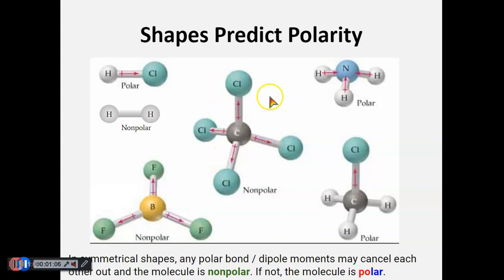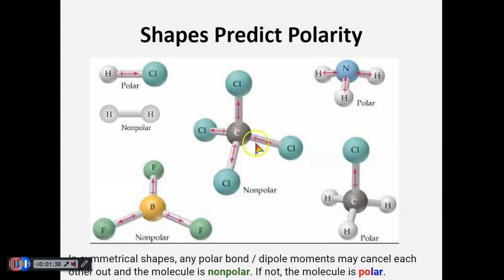So for example, look at this here in the middle. We've got carbon, and we have 4 chlorines around the outside. These 4 chlorines do have a dipole, but it's like tug of war. They pull against each other and cancel each other out. So this molecule is symmetrical. That's what you're going to look at to see if a molecule is polar or nonpolar, based on its symmetry. A molecule that is symmetrical is going to be nonpolar. It doesn't have a positive or negative end.